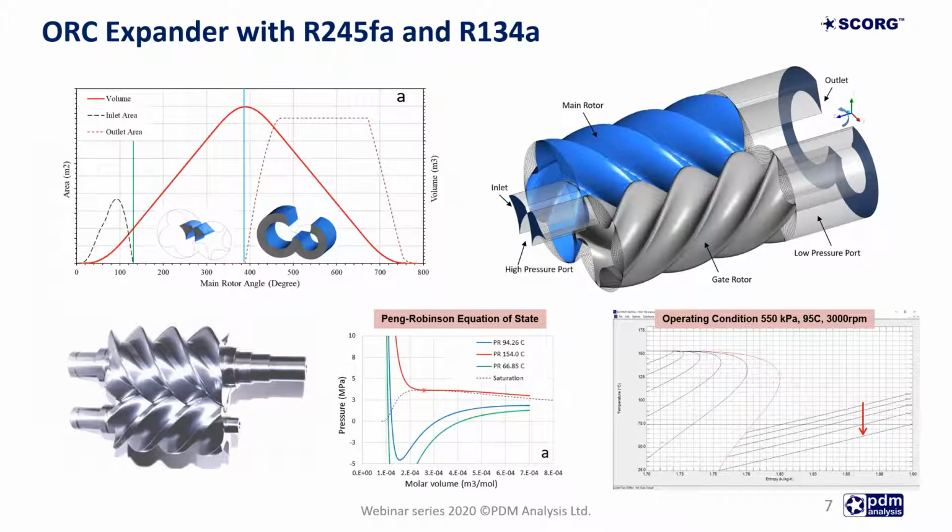This example is of a twin screw expander running with R245FA and R134A fluids. Within Scorch, the geometry module allows you to calculate the chamber volume, as you can see here, and also the inlet and the exit areas, which can be used to generate theoretical ports. So in the initial design phases, when you don't have the real geometry of the expander, you can work with theoretical ports and built-in volume index can be set as per the design.